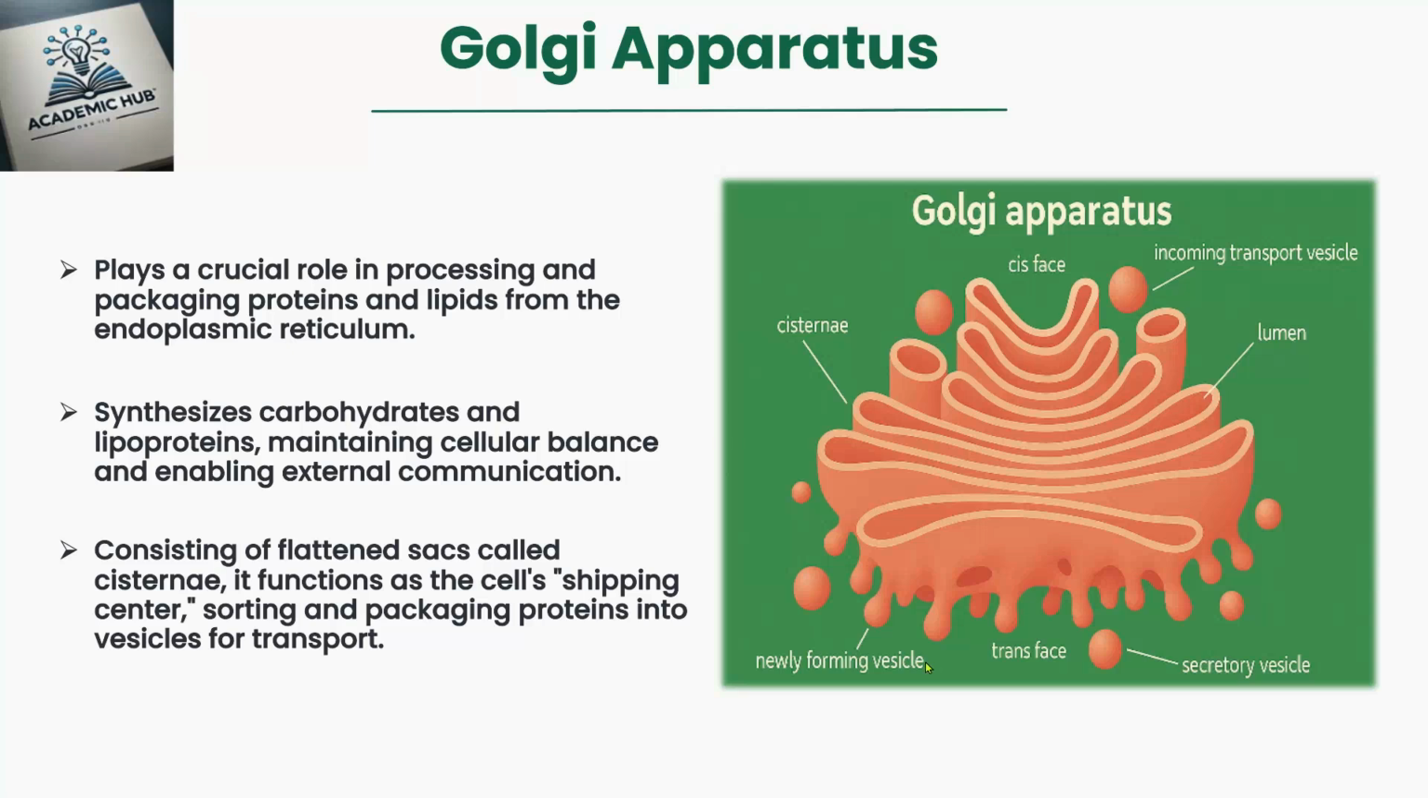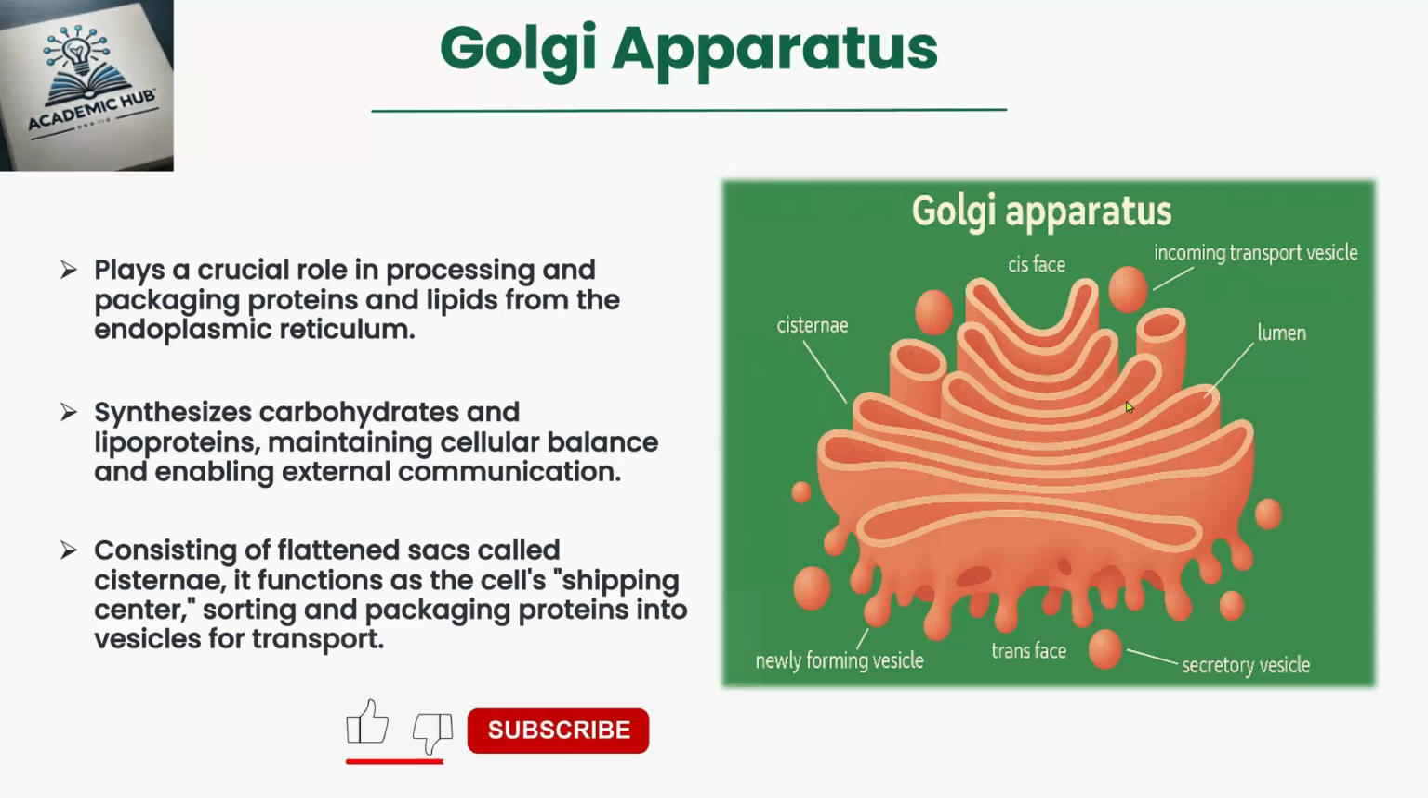Next is the structure of the Golgi apparatus. This is the structure of the Golgi apparatus. The Golgi apparatus is composed of a series of flattened membrane-bound sacs called cisternae. This is cisternae, stacked like pancakes. It is polarized, meaning it has different regions that perform distinct functions.